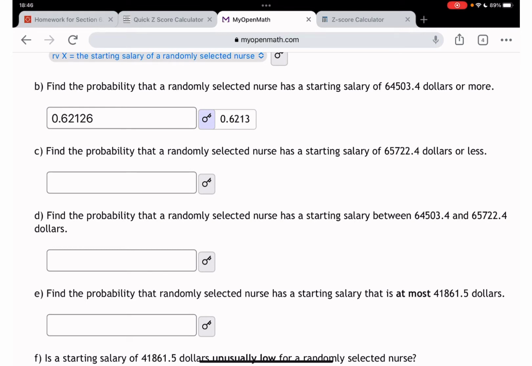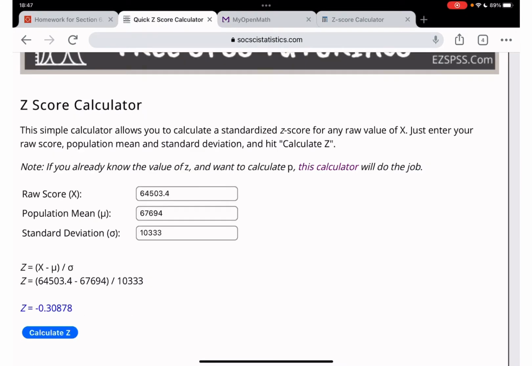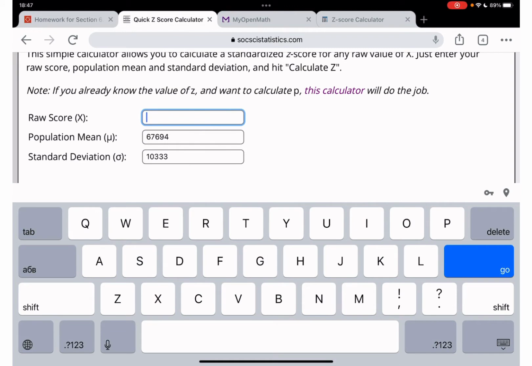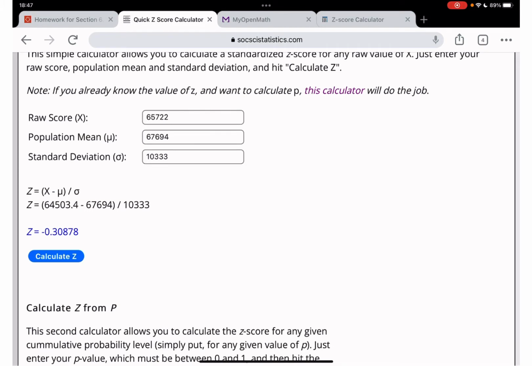Next, find the probability that a randomly selected nurse has a starting salary of $65,722 or less. See, now this time we are doing the less. That means in this case I will take less than z-score, right? So let me copy this number. This is our x. The mu, population mean, and standard deviation are the same. It's just testing a different x.